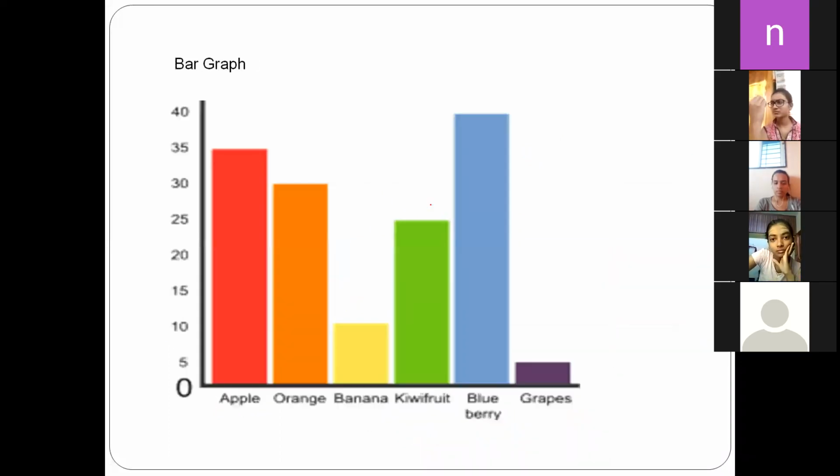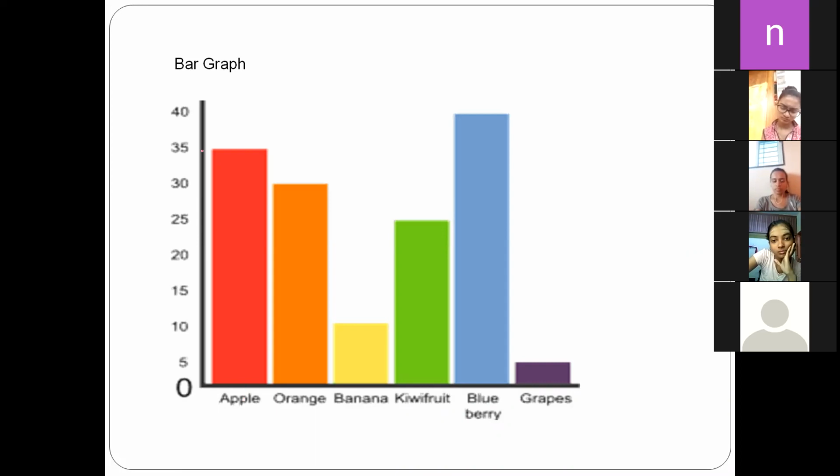Next is a bar graph. A bar graph is going to show bars on the graph. There are many bars. Apple. See, think about what is the sale of the apple in one month. Like this, they are going to take a problem.